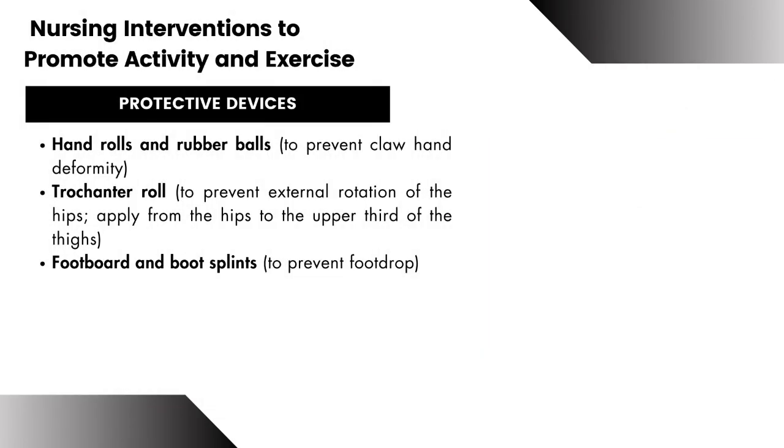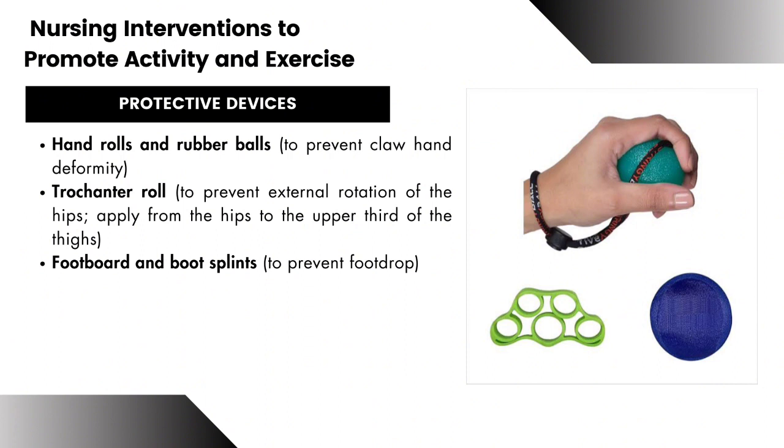These protective devices are like special tools that help keep our body safe and comfortable. Hand rolls and rubber balls are used to prevent a condition called claw hand deformity, which can happen when the muscles in the hand get tight and bend the fingers inwards.